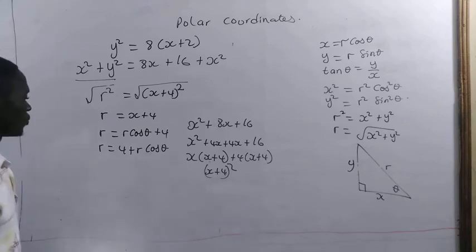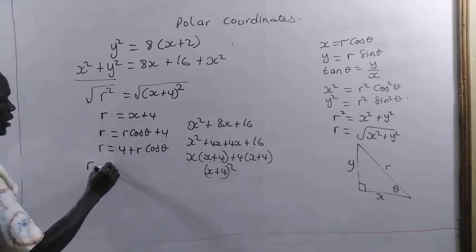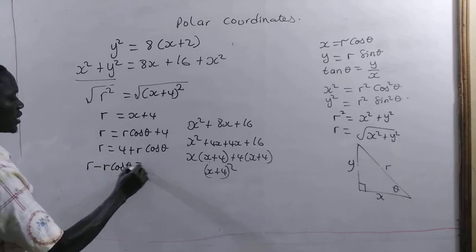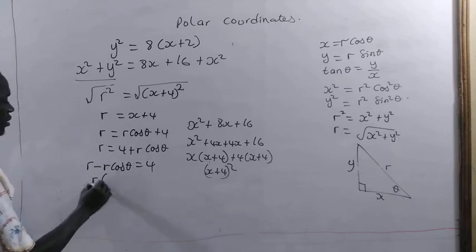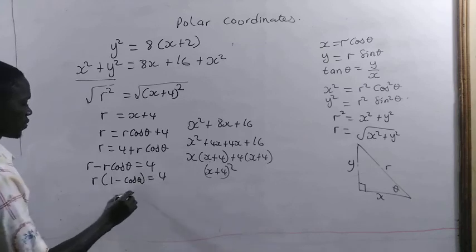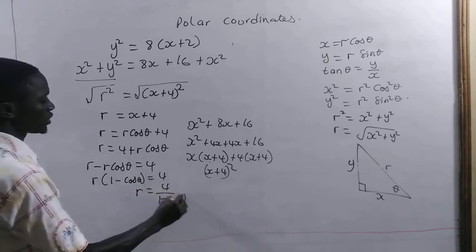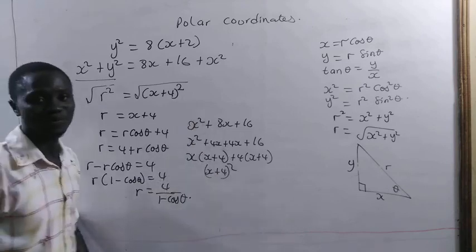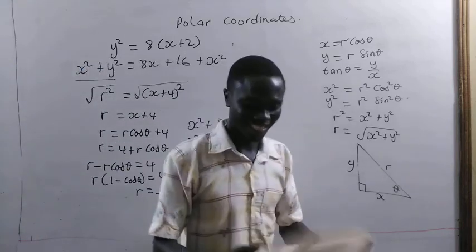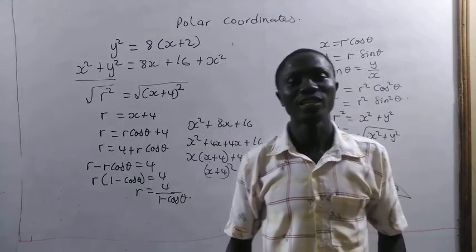But we can do it as r minus r cosine of theta is equal to 4. Take r out, you have r times 1 minus cosine of theta equal to 4. You have r equal to 4 divided by 1 minus cosine of theta. Perfect. Okay, let's end it here. We will continue with the rest of the questions.